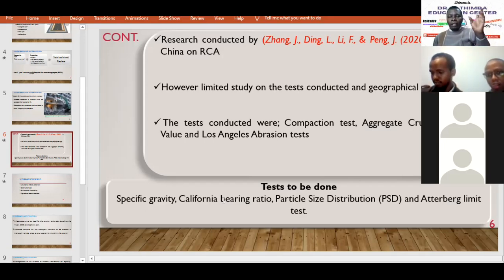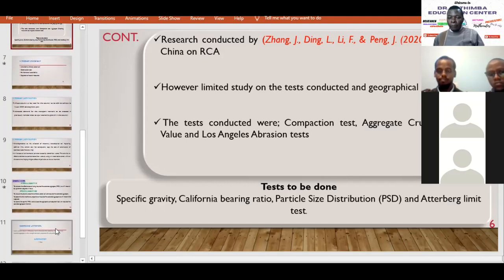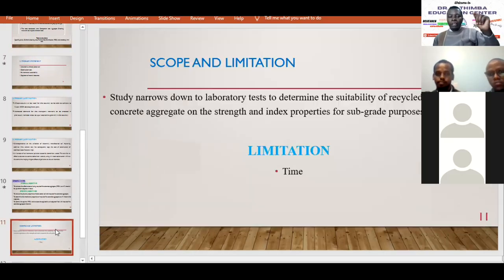Our study will be confined to laboratory test, because for this kind of study, somebody might want you to go to the field to conduct in situ tests, like a density test. So the limitation of the scope is you're going to confine yourself. The scope is the test you are going to do.